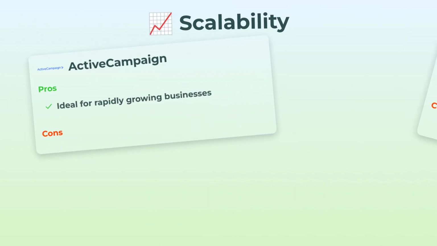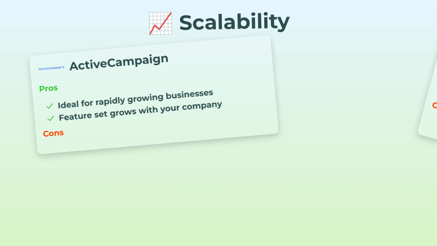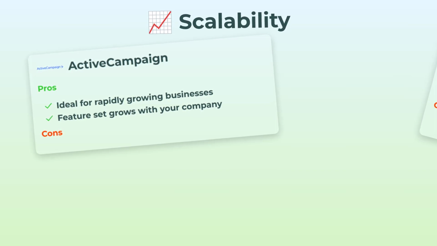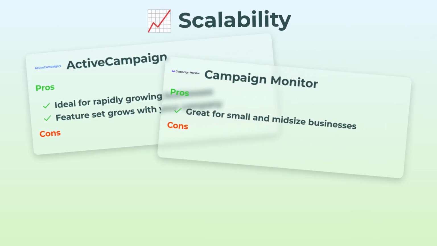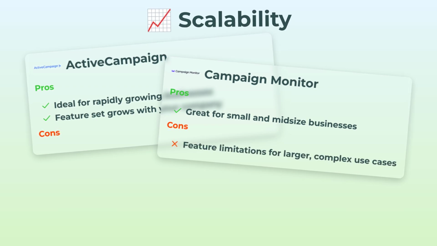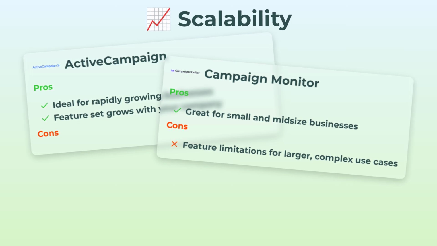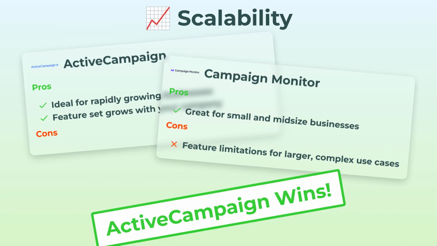Scalability. ActiveCampaign is just built to grow. If your business is ready to level up fast, the platform scales right with you. More features, more options as you expand. It doesn't limit you. Campaign Monitor, it's awesome for small and mid-sized teams, but if you get complicated, you may hit some ceilings. So for anyone with big growth plans, ActiveCampaign definitely edges out.